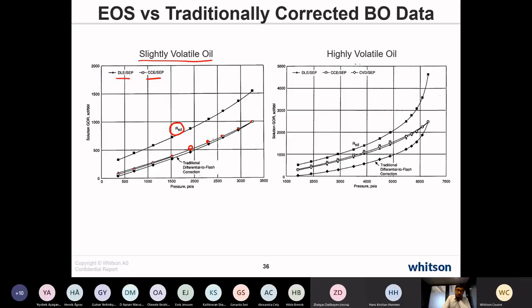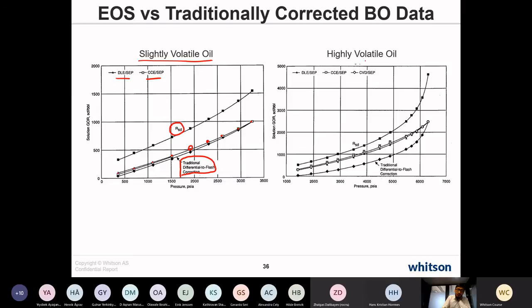So if you generate the black oil tables or this RS curve from the equation of state model, either using CCE or DLE, it doesn't matter. And if you compare it with this RS curve that's coming from this traditional correction that we were seeing before, you see that it's slightly under predicting the RS, but there is not much big difference.